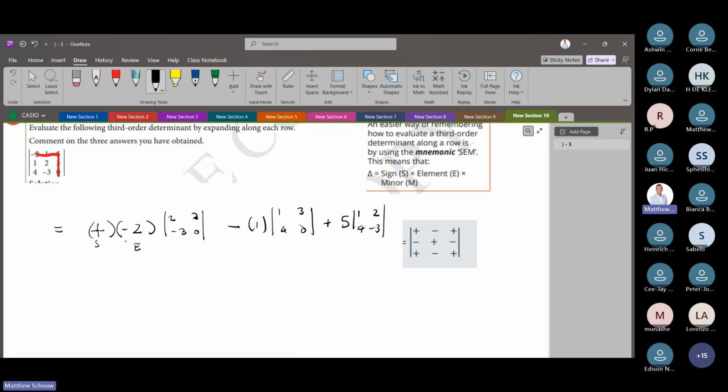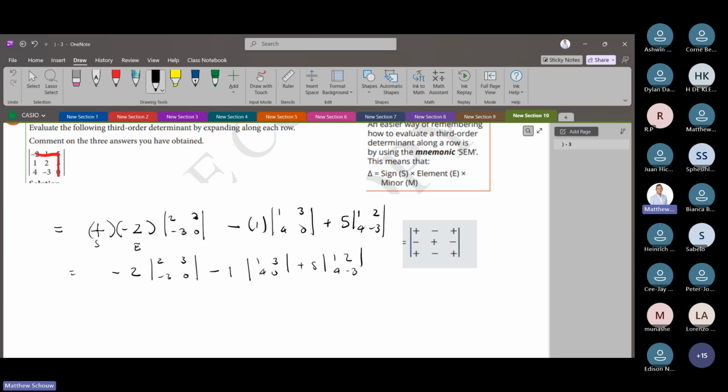So I'm just going to keep this guy -2, obviously, because that's positive, that sign doesn't change. 2, 3. I'm making it a bit neater. This will become a -1, that's 1, 3, 4, 0, plus 5, 1, 2, 4, and -3.